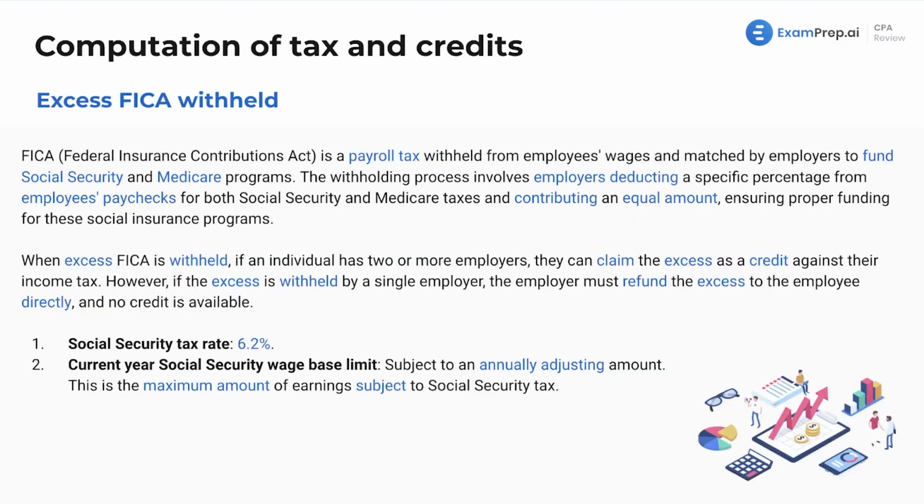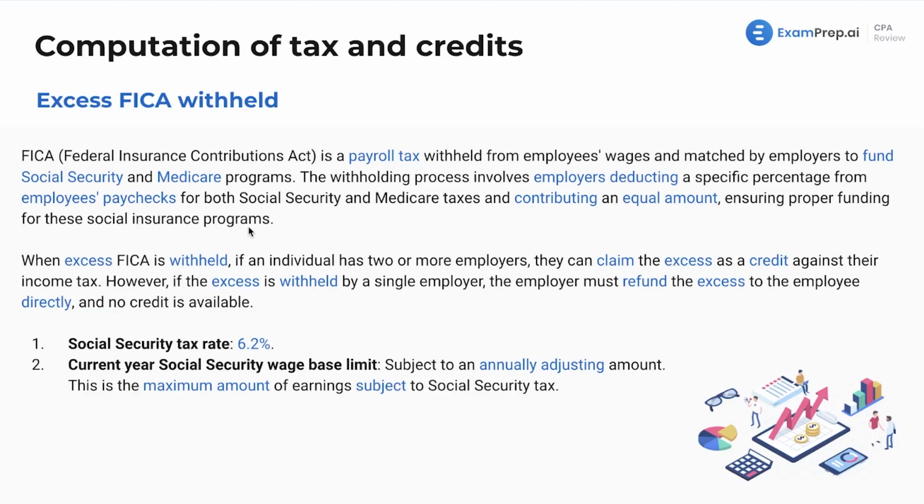Excess FICA withheld. Now, the Federal Insurance Contributions Act, FICA, good old FICA, you gotta love to see it. It's a payroll tax withheld from employees' wages and matched by employers to fund Social Security and Medicare programs. So we see Social Security and Medicare are the 2 points that make up FICA. The withholding process involves employers deducting a specific percentage from employees' paychecks for both of these and contributing an equal amount, ensuring proper funding for the social insurance programs.